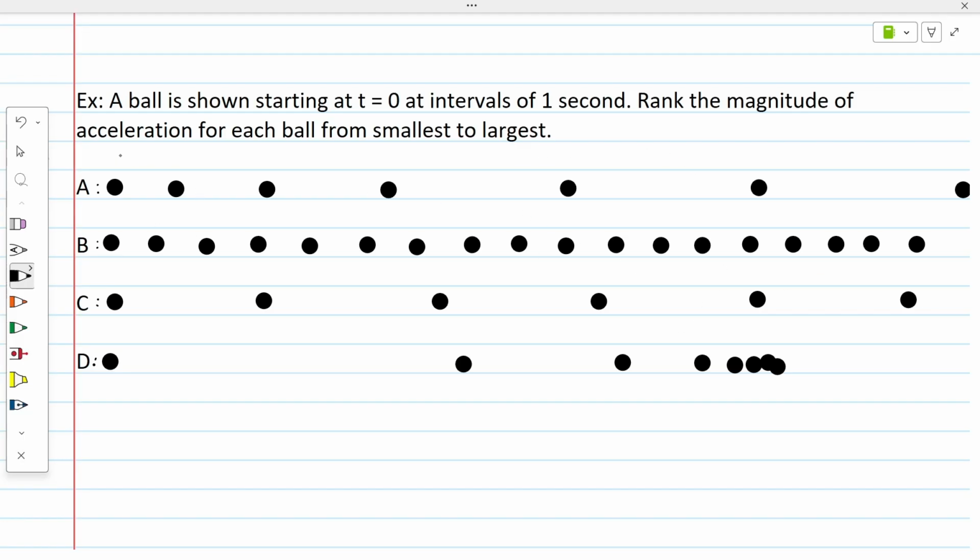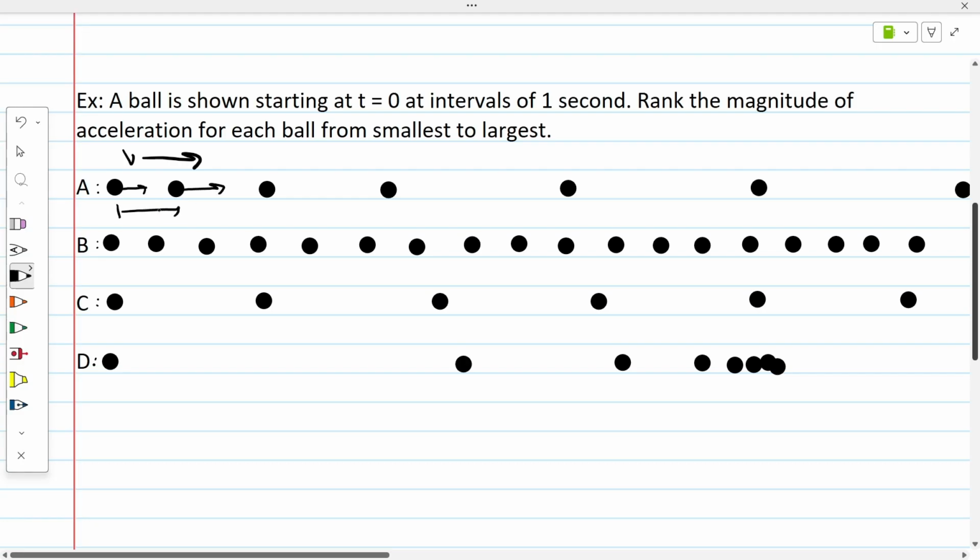You can think of it as the velocity of the ball moving this way, and at each second a picture is taken of where the ball is. That's what this is showing, right? So let's just think about what we know about each one of these. Let's start at A. It starts off with some velocity, and it's spaced out here.